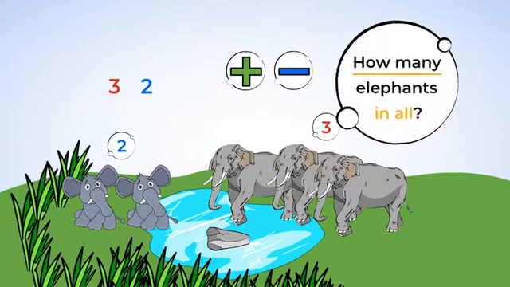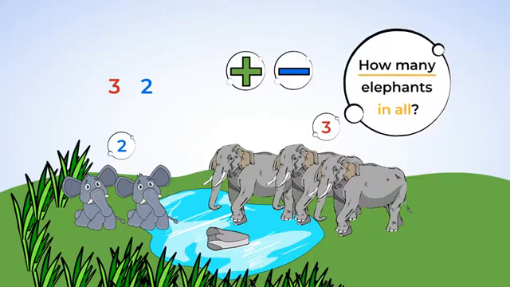Let's take another look at the problem. The problem says in all. That's a clue that we need to add. And here, we have 3 elephants and 2 more elephants. Altogether, it will be a bigger number. That's right. We need to add. High five. So, we can write a plus sign here. We are solving 3 plus 2.